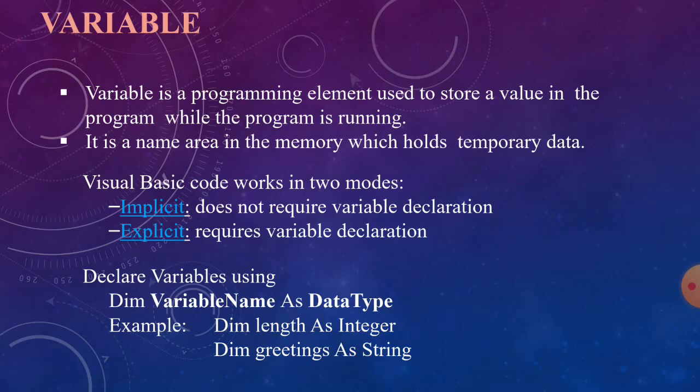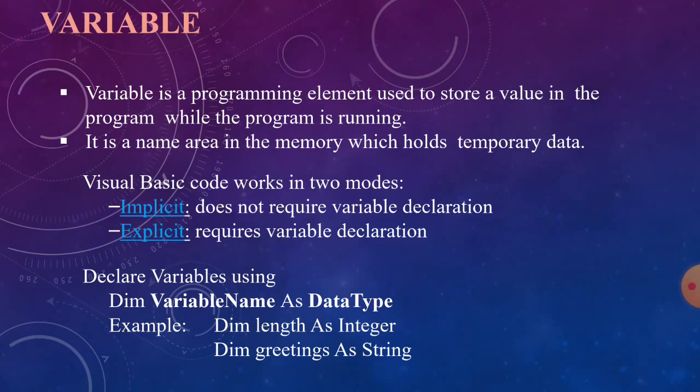Visual Basic code works in two modes. One is the implicit mode and the other is the explicit mode. In implicit mode, there is no need to declare a variable. This mode does not require any variable declaration. Whereas in explicit mode, we must compulsorily declare a variable. It requires the variable declaration.